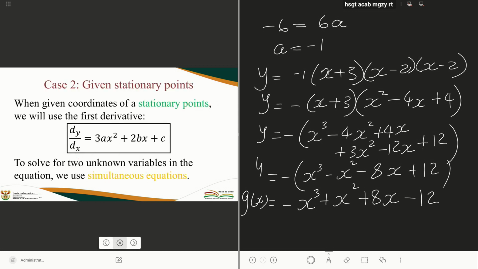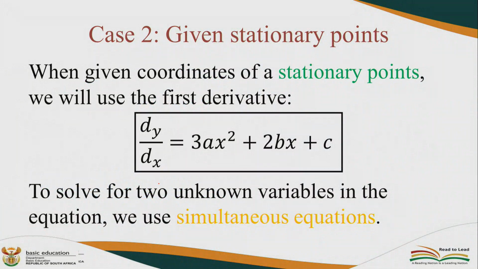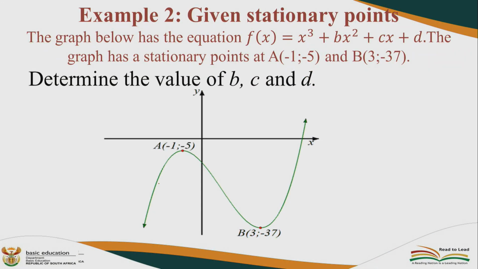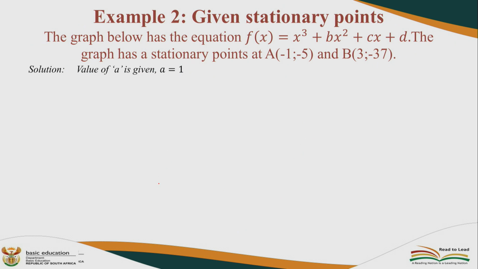Given two stationary points, I'll just look at the examples. Here we're given now stationary points, those turning points. How do you do that? You first do the first derivative, and then at this point, the gradient is equal to 0, where x is equal to negative 1. So don't forget, stationary point, I always equate it to 0.